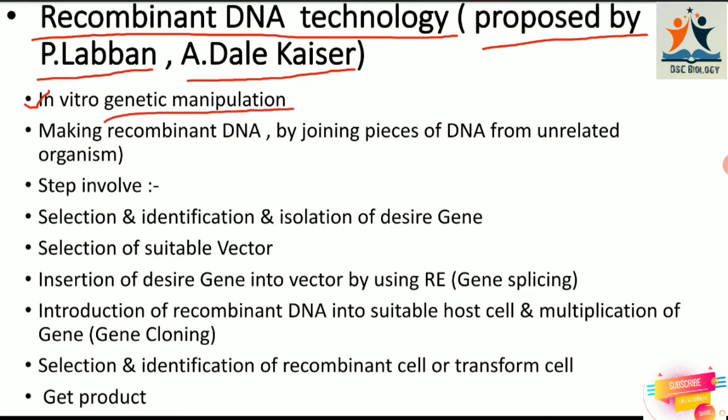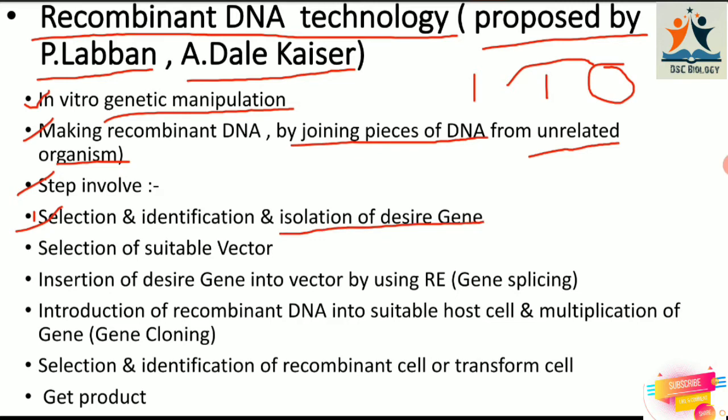Here we make the recombinant DNA, and this is performed practically in the lab. For making the recombinant DNA, we join pieces of DNA from unrelated organisms. So the DNA from two different organisms is joined to form the recombinant DNA, and this is called recombinant DNA technology.